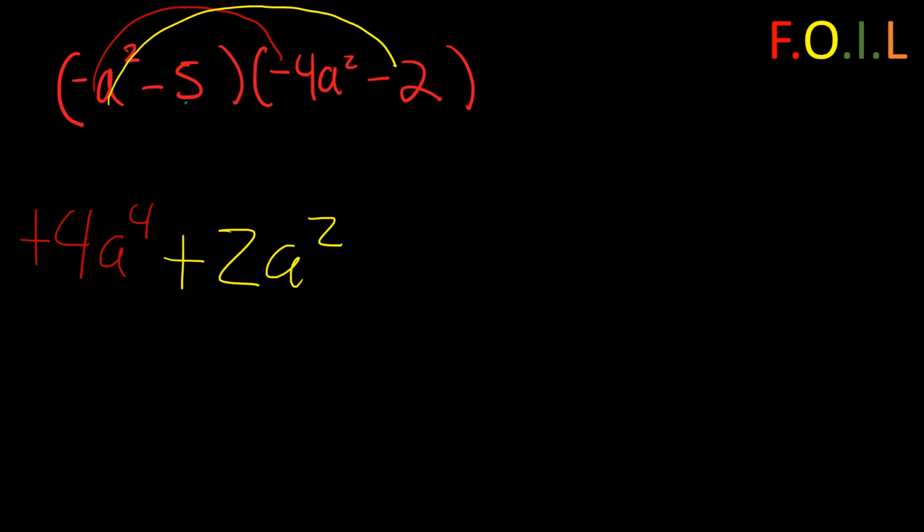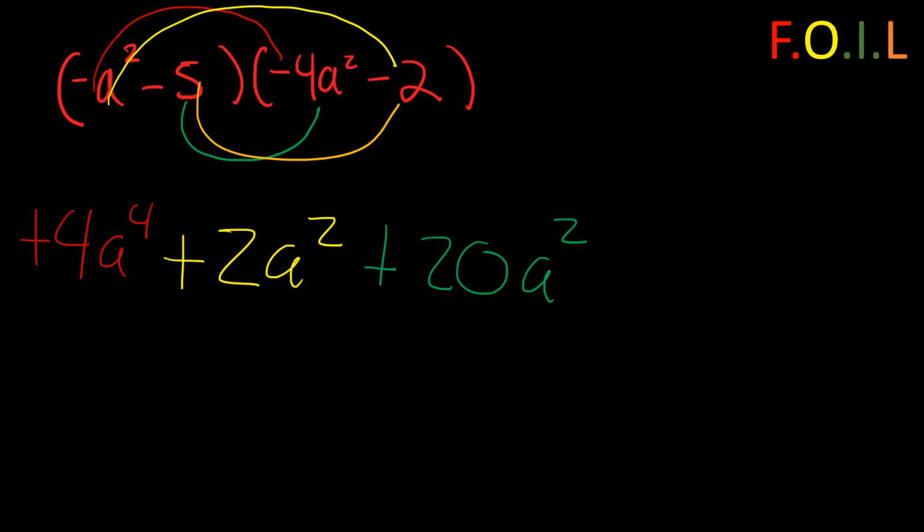My inner is going to be negative 5 times negative 4a squared. So negative and negative is a positive. 5 and 4 is 20. And the a squared is just going to come along for the ride. So now I have to do my last. My last is going to be negative 5 times negative 2, which gives me positive 10.